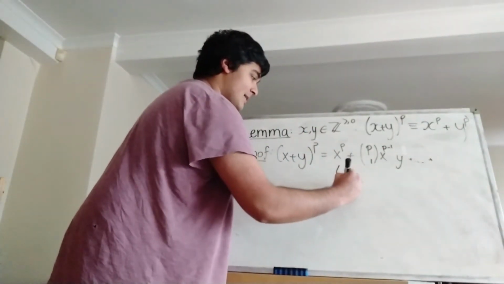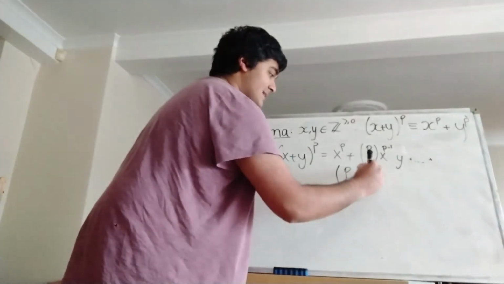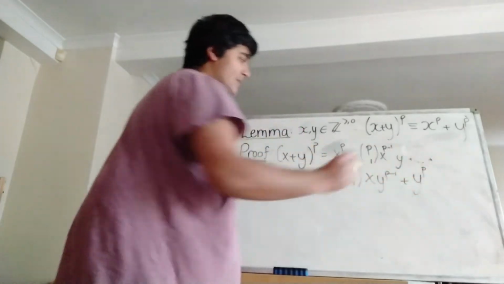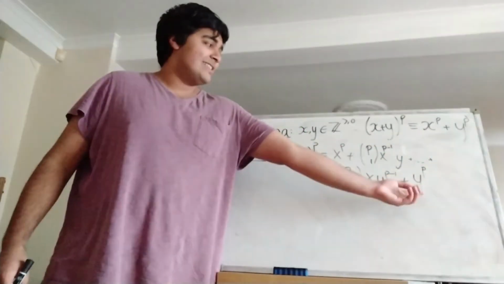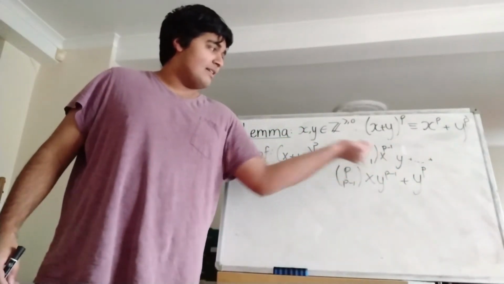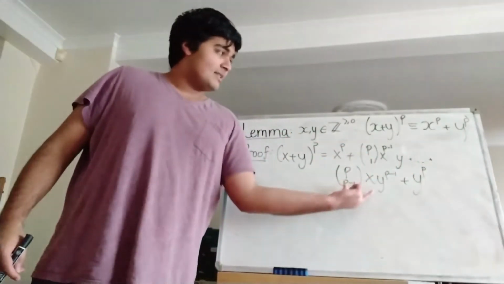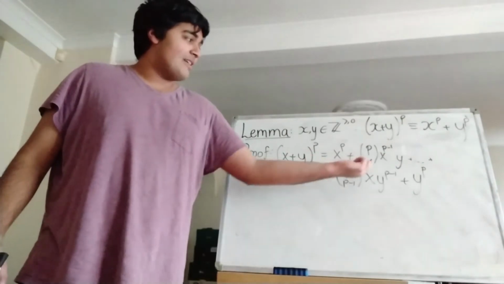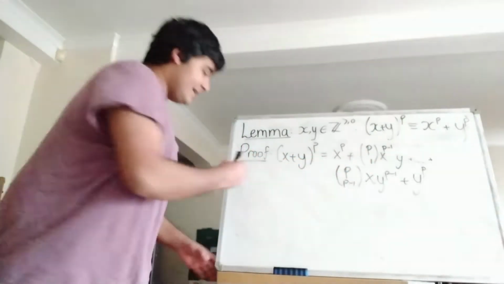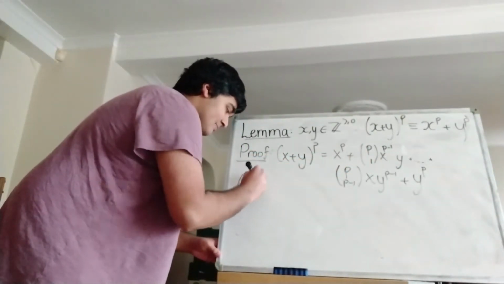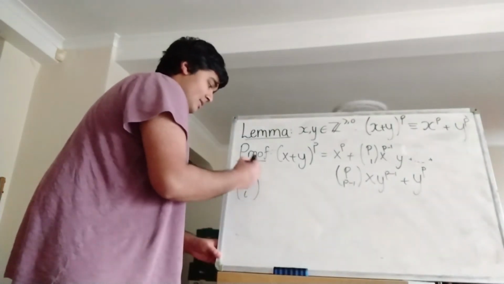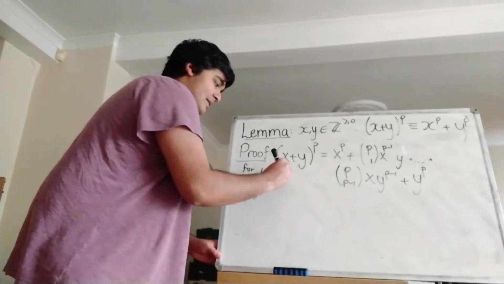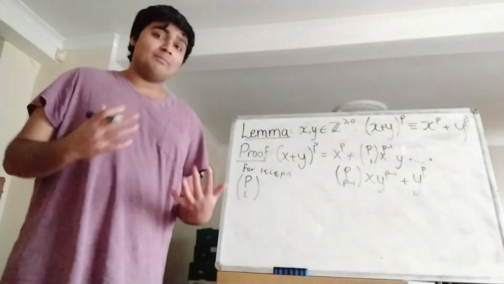Then p choose p minus 1, x to the 1 times y to the p minus 1, plus y to the p. So we've got our x to the p and y to the p. Now I claim all of these middle terms, when I add them up, I'm going to get a multiple of p. And I do that by firstly claiming that p choose i is a multiple of p. So for i between 1 and p minus 1, I claim that p choose i is a multiple of p.